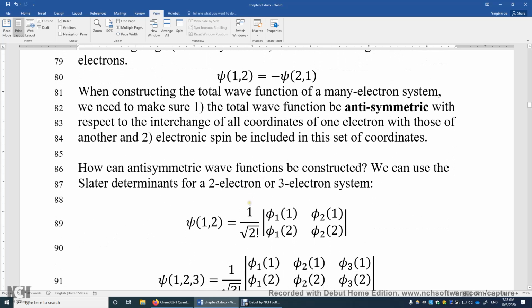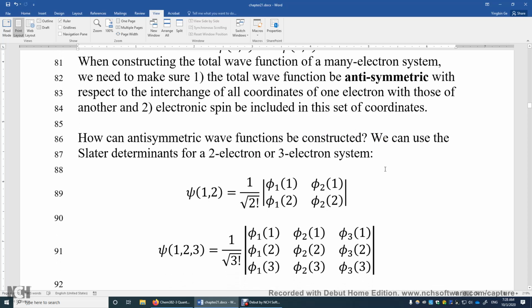Now, how can we construct an anti-symmetric wave function? Well, we'll have to resort to the Slater determinants for a many electron system. For example, if you have two electrons, make a 2 by 2 determinant like this. So you need to make two atomic orbitals, phi 1 and phi 2. And then you can put electron 1 in phi 1. You can put electron 2 in phi 1. You can put electron 1 in phi 2. You can put electron 2 in phi 2. So you have 4 elements. They're all different. And then how do we expand this?